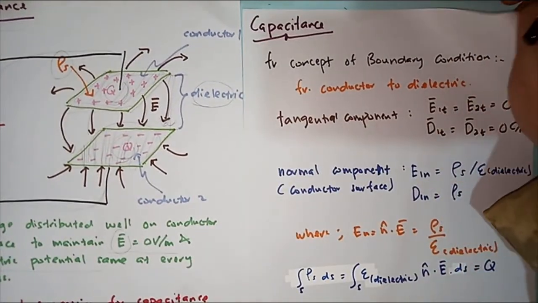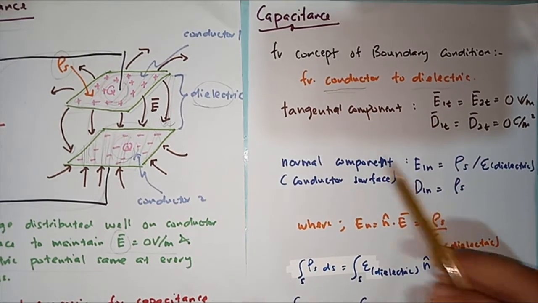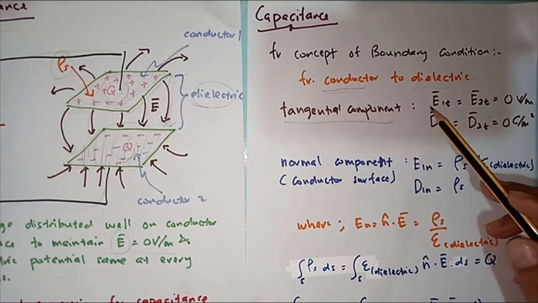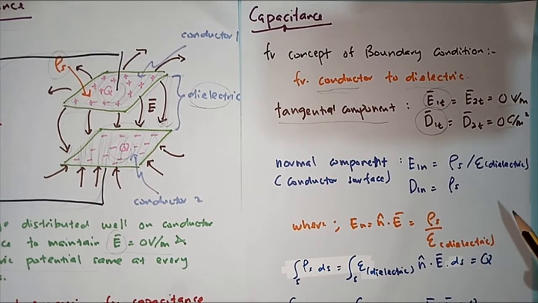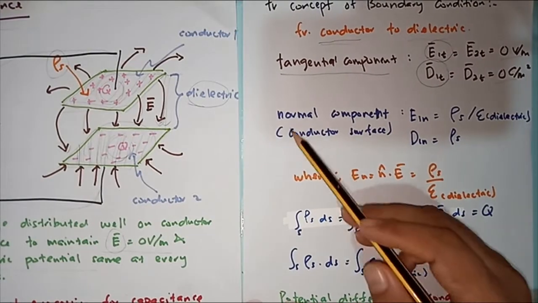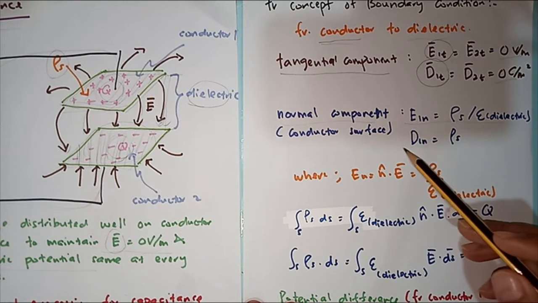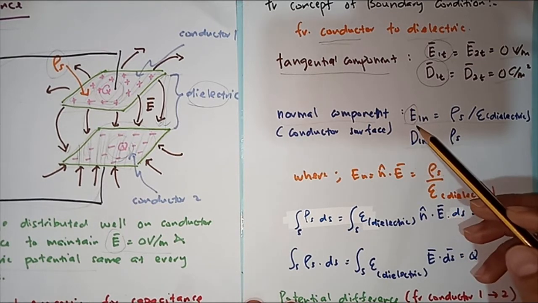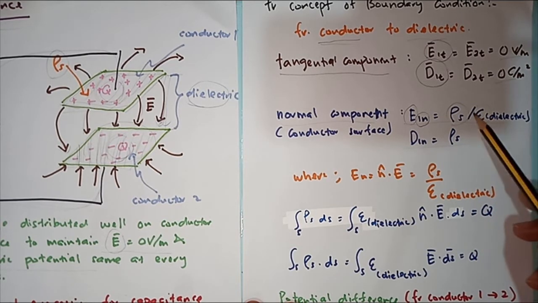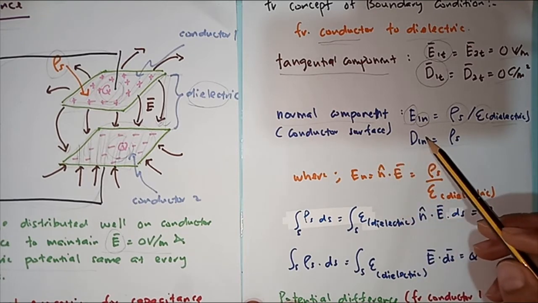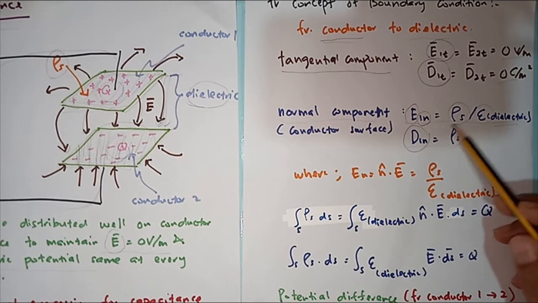From the concept of boundary conditions, in the case of a conductor to dielectric, the tangential components of the electric field intensity and electric flux density are equal to 0. However, the normal components are given by this formula: the electric field intensity normal component is equal to rho s divided by epsilon of the dielectric, and the electric flux density inside the dielectric is equal to rho s.